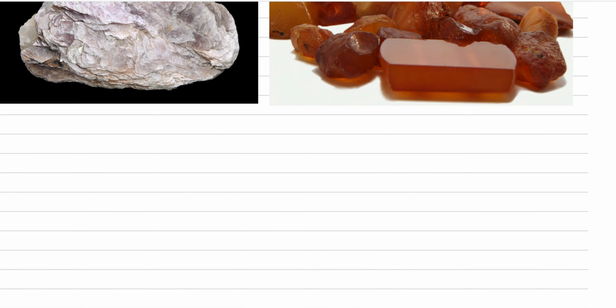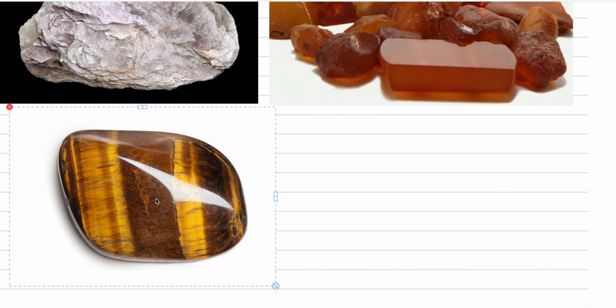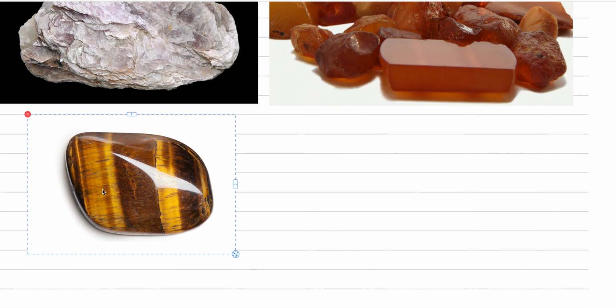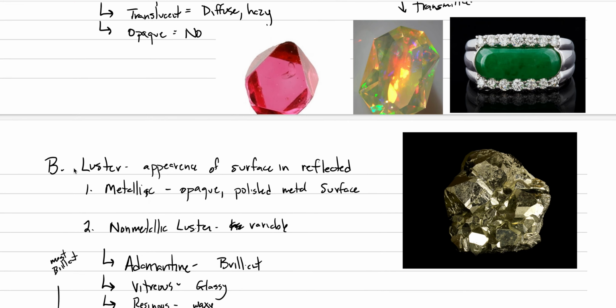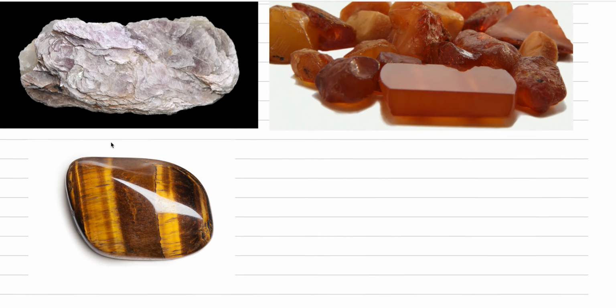What else do we have? Here's another good example. This one is silky. This is a tiger's eye, which is a variety of quartz, and you can see a silky luster to it. And well, I'll be darned if I didn't put an example of adamantine or vitreous, and it would be something more like this variety of spinel. Okay, that's your introduction to luster.